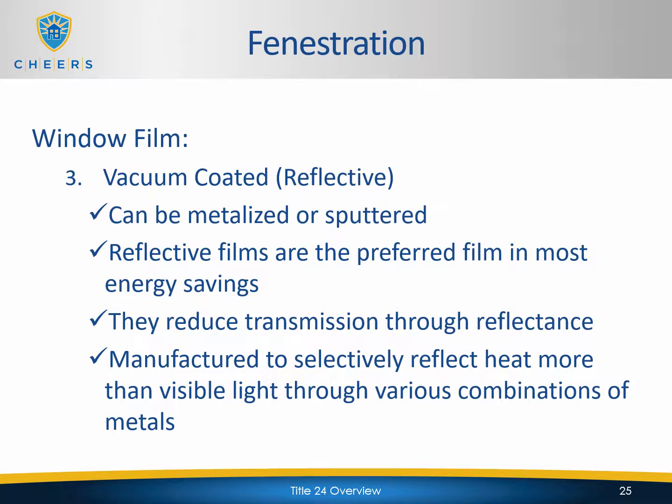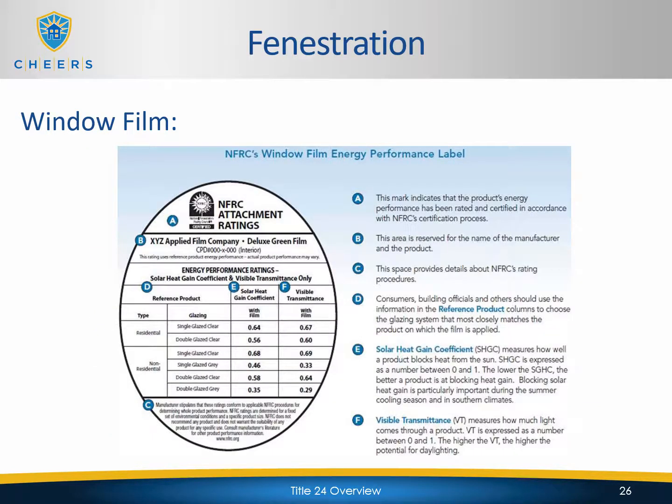Now, vacuum-coated films can be metallized or sputtered. They're reflective films that are preferred. They are the preferred film in most energy savings. They reduce transmission through reflectance, and they are manufactured to selectively reflect heat more than visible light through various combinations of metals. So the vacuum-coated films are mainly put on by manufacturers on the windows themselves before they ship. So they're actually part of the manufacturing process. And this is an example of what a window film label might look like.